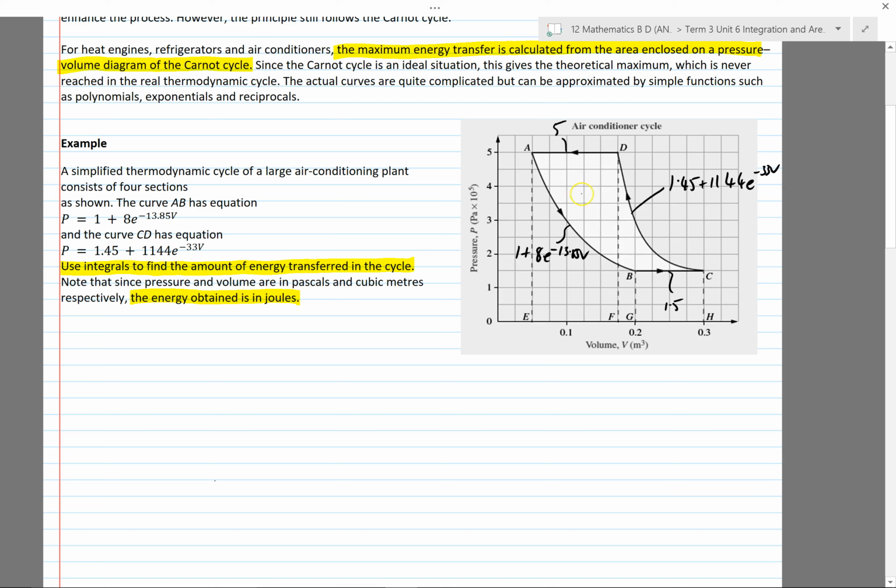We're going to do that by splitting it into 3 shapes. So here's shape 1, and this little one here will be shape number 2, and that's shape number 3. And so to calculate my energy obtained, I'm going to have to calculate 3 integrals. So shape 1, I'm going to integrate between this point, which is 0.05, and this point, which is 0.175.